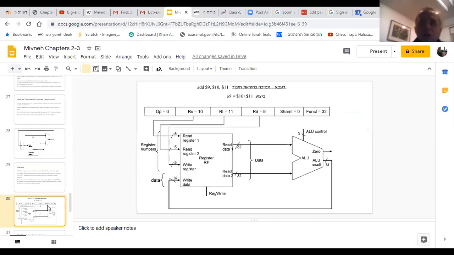Okay. So what do we see here? We see the RF, the register file. That's the box in the middle. And we see it has 5 bits coming into read register 1, and 5 bits coming to read register 2, and 5 bits coming to the write register. And where are those coming from? Well, they're coming from the command.